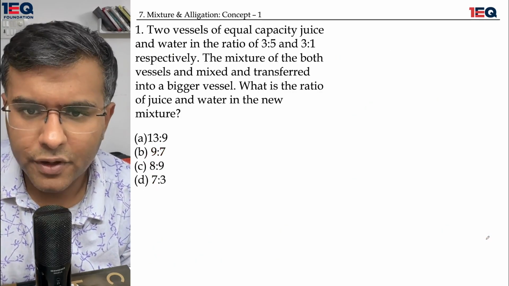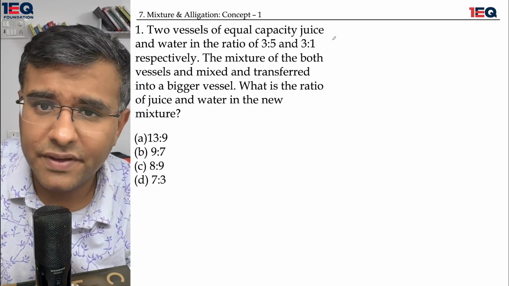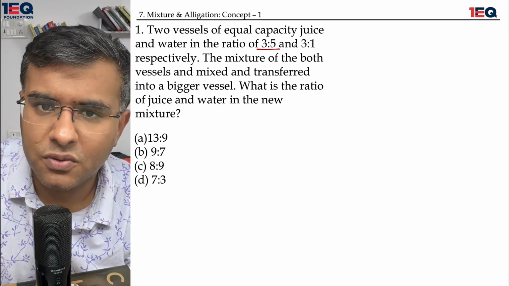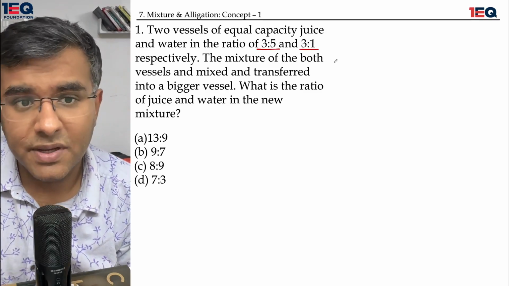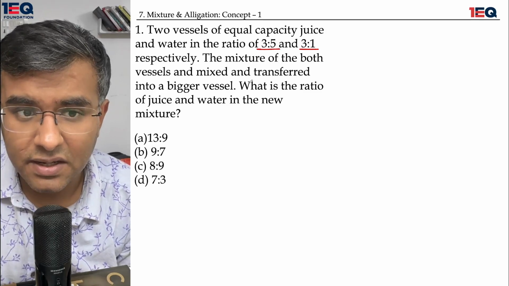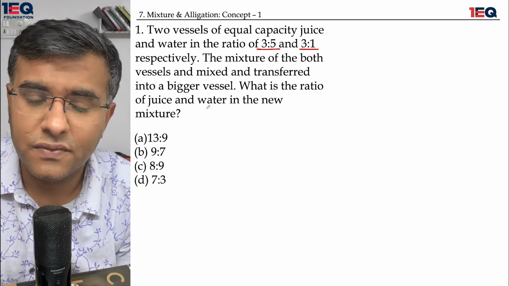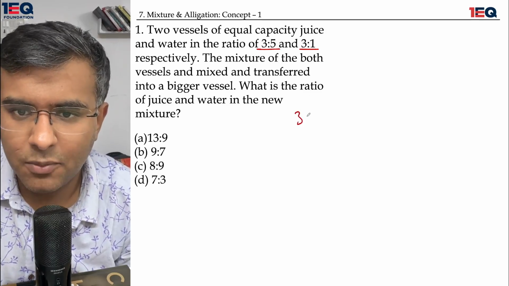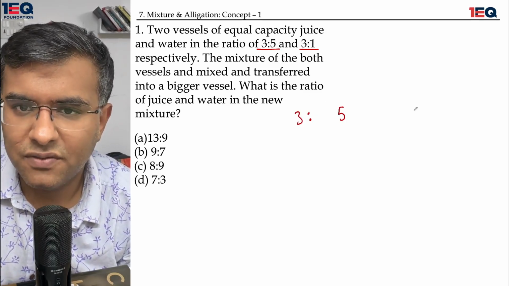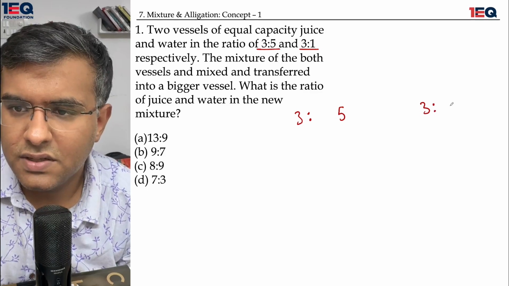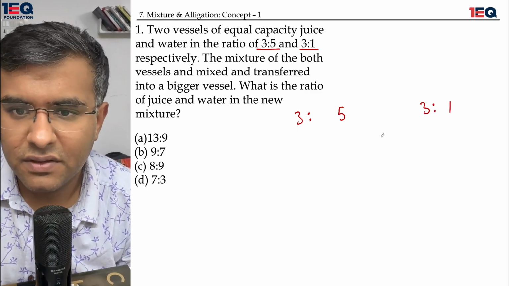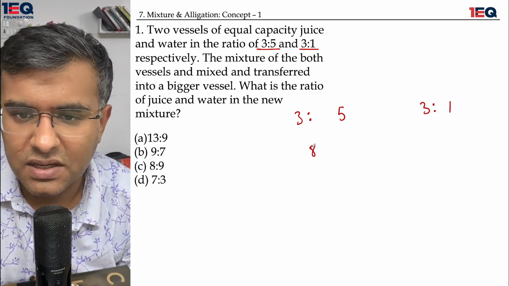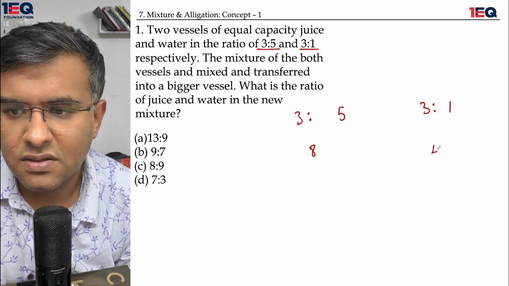Okay. Moving on. Two vessels of equal capacity of juice and water are in the ratio 3 is to 5 and 3 is to 1. The mixtures of both the vessels are mixed and transferred into a bigger vessel. What is the ratio of juice and water in the new mixture? This is the same thing, the same quantity way. There is 3 is to 5 and there is 3 is to 1. The sum of 3 is to 5 is 8. The sum of 3 is to 1 is 4.